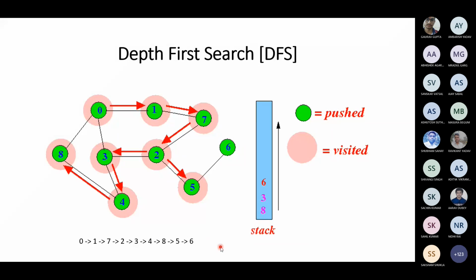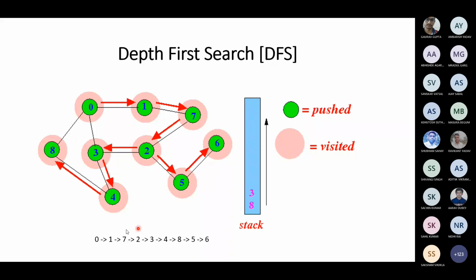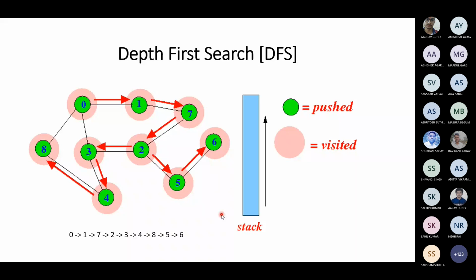So using a stack, when you are making a traversal, we call that a depth first search. Is this clear? Okay. Yes, sir. So the traversal is, you start with 0, you go to 1, 7, 2, 3, 4, 8, then 5, 6. So you are traversing all the nodes. Okay. So this is called depth first search. So this is the order. You visited all the nodes.